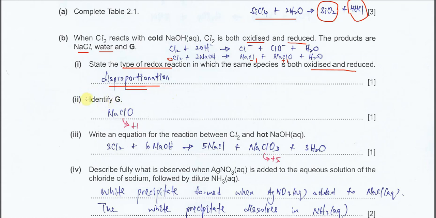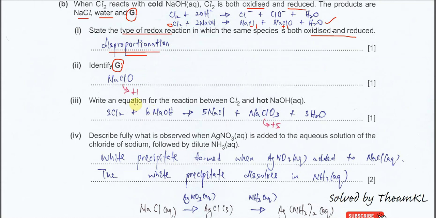So part 2, identify what is the G, meaning the reaction between the chlorine and the cold sodium hydroxide. So again, use this equation. Chlorine with the sodium hydroxide, if it's cold condition, will form sodium chloride, and sodium chlorate(I), meaning the NaClO here, and the H2O. So the G here must be the sodium chlorate(I). You just give the formula NaClO.